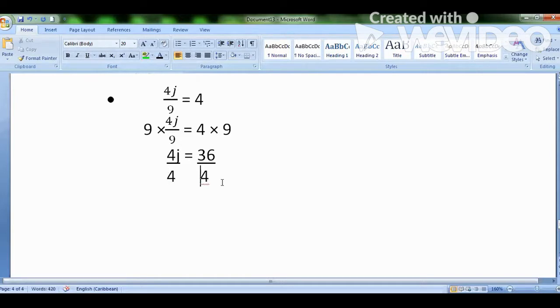I mean, you just cancel it through. Yeah, but if you do no crossing out there, guys. So just cross them out from here. j is equal to 9. All right.